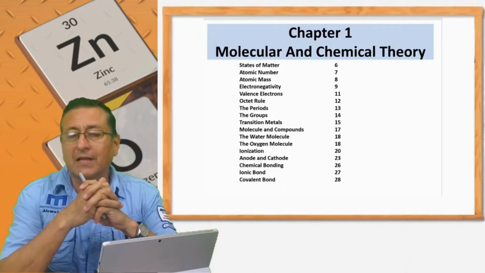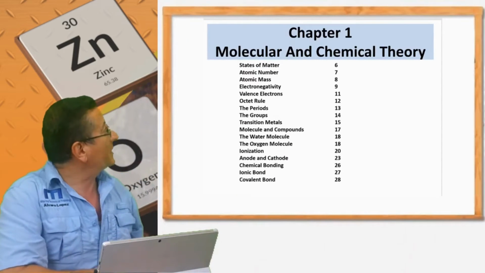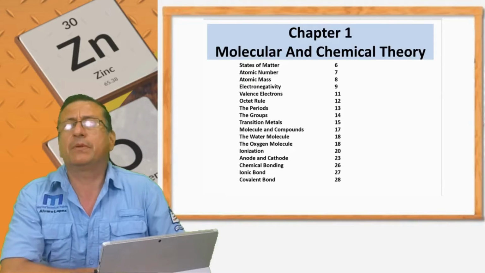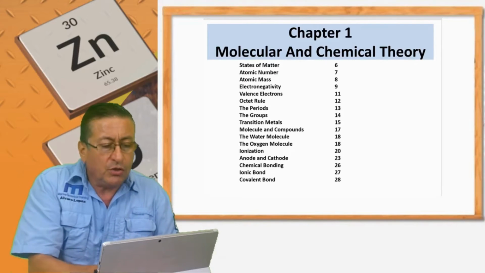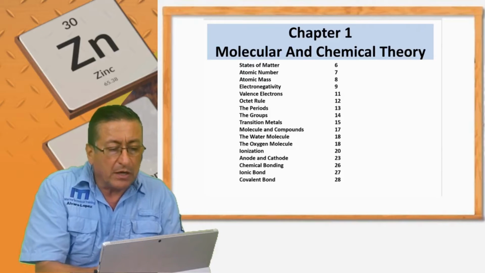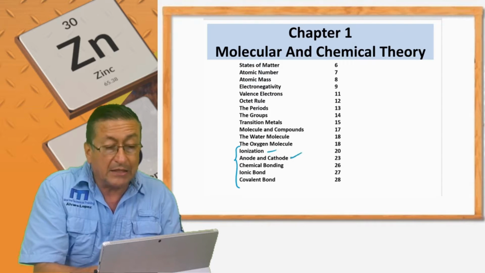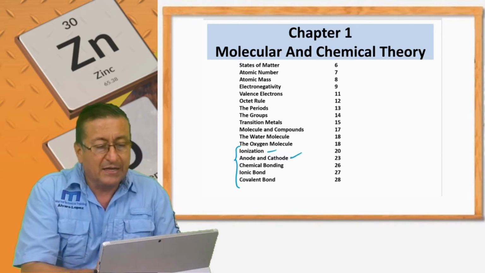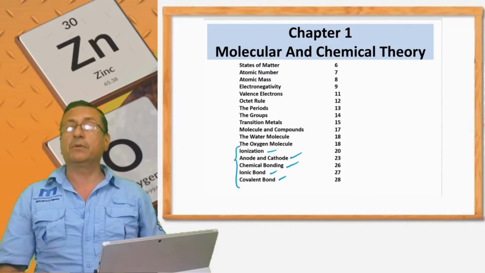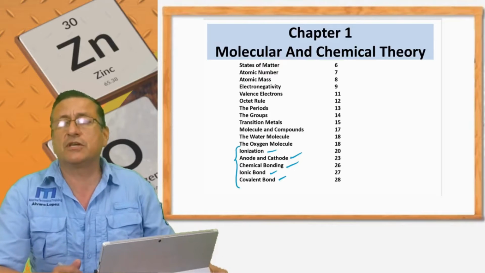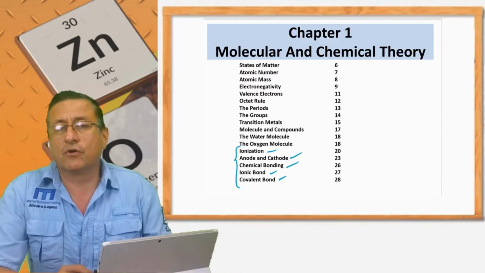We are going to continue in our book of corrosion, and this is chapter 1, the second episode of chapter 1. In this episode, we are going to continue with ionization and the anode and the cathode, very important, chemical bonding, ionic, covalent, that I explained a little in the previous episode. We are going to finish chapter 1 of our book of corrosion.